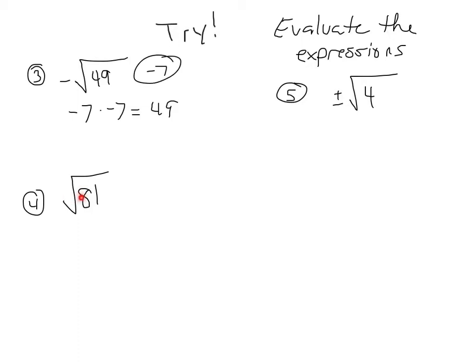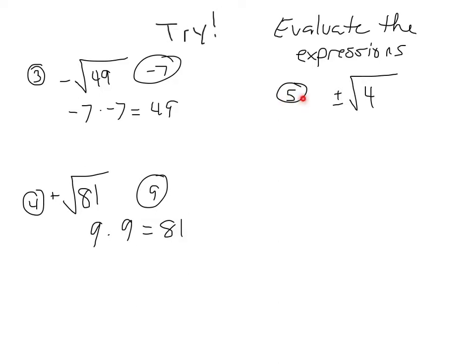Down here, what's it asking? Well, there's no sign there. But when there's no sign there, we assume that it's positive. So this is asking us, what's the positive square root of 81? If you really wanted to, you could draw in a little positive sign there just to kind of remind yourself. What positive number times itself gets 81? Well, 9 times 9 is 81. So what's our answer? 9.